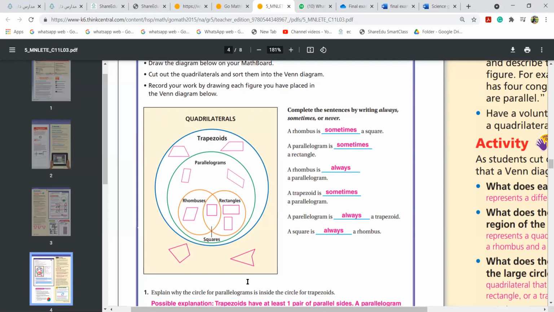This diagram, if you understand, it will make you very clear about everything. These are trapezoids, these are parallelograms, this is a rhombus, these are rectangles, and in the middle, a square. Please draw all of it and write all of it. I'm going to give you time.